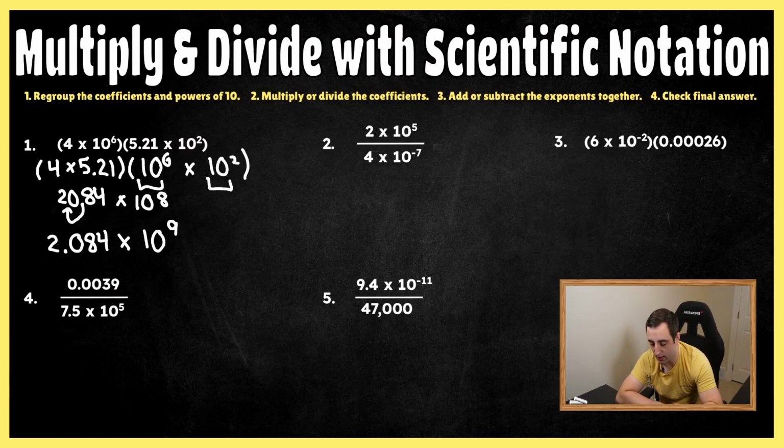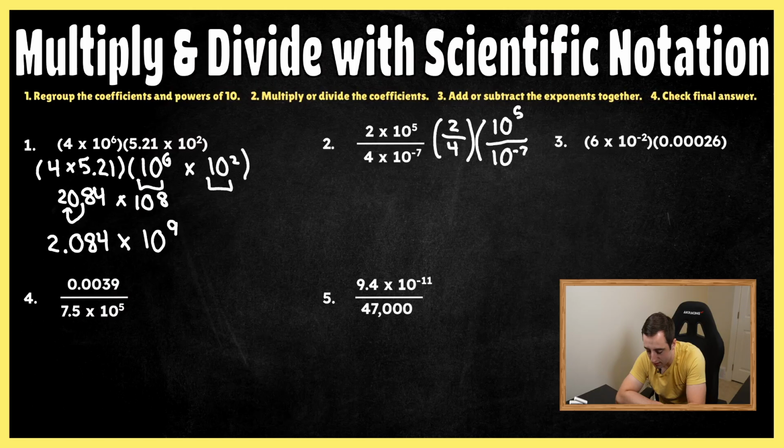Now let's take a look at a division problem in number 2. Very, very similar. We first want to regroup our coefficients, which are 2 and 4, and our powers of 10 together. So I'm going to do that on the side here. We have 2 over 4, and then our powers of 10, that'll be 10 to the 5th over 10 to the negative 7th.